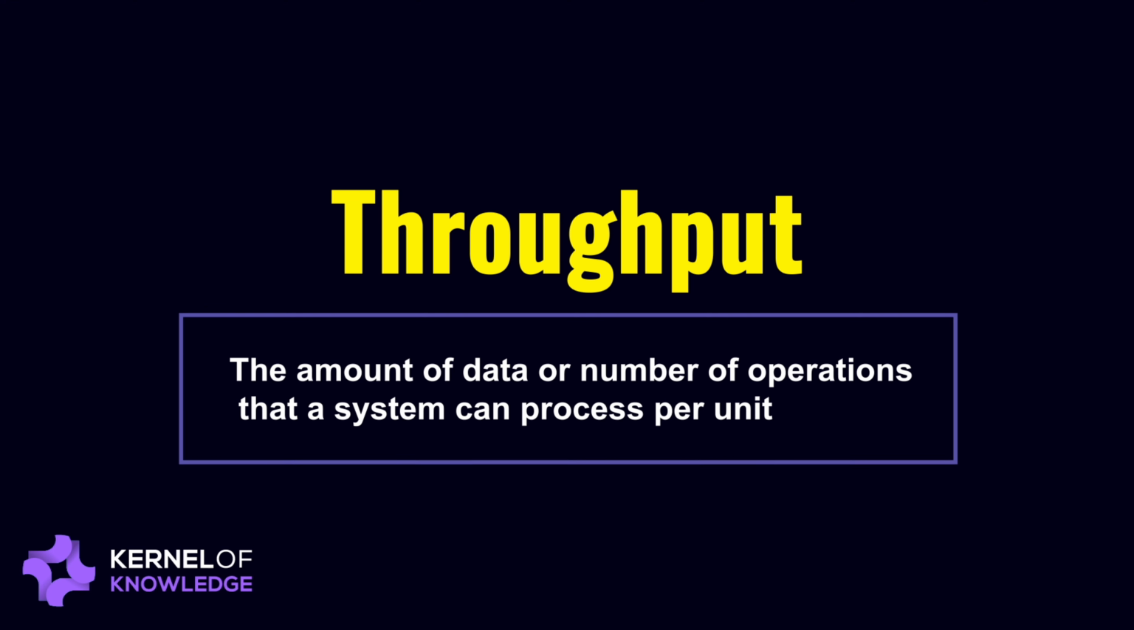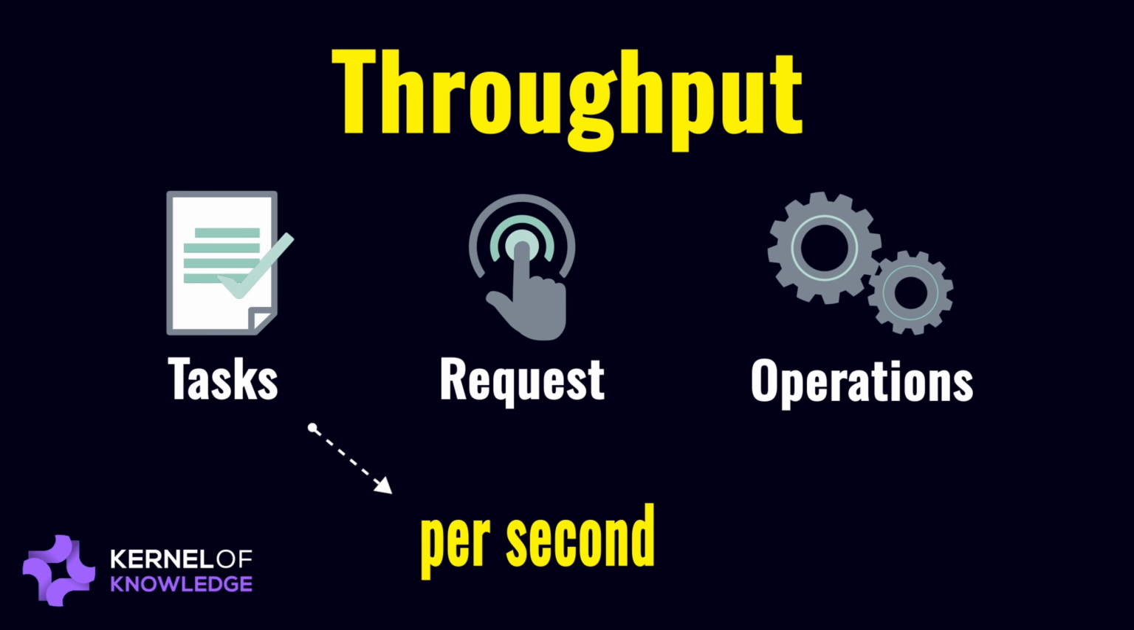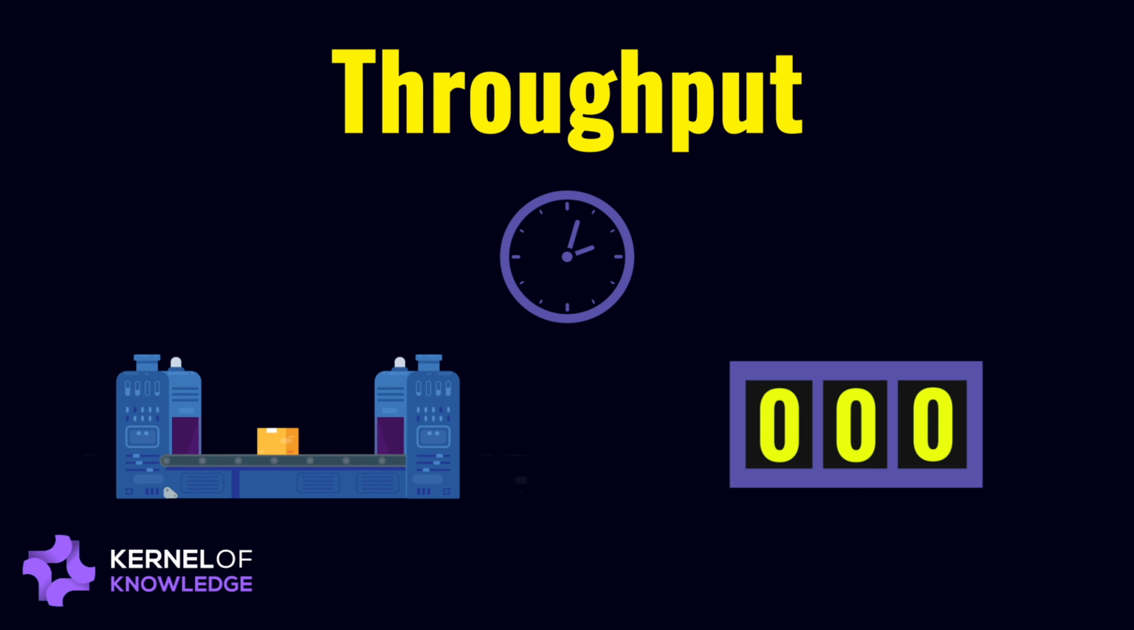Let's start with throughput. You can define throughput as the amount of data or number of operations that a system can process per unit of time. So this might be the number of tasks, the number of API requests, or the number of operations that your system can handle per second. A good way to think about this would be if you've got a factory and a conveyor belt churning out products. The number of products that your conveyor belt can churn out per minute would be the throughput of your factory. The same applies to an API. The number of requests it can handle per second would be its throughput.